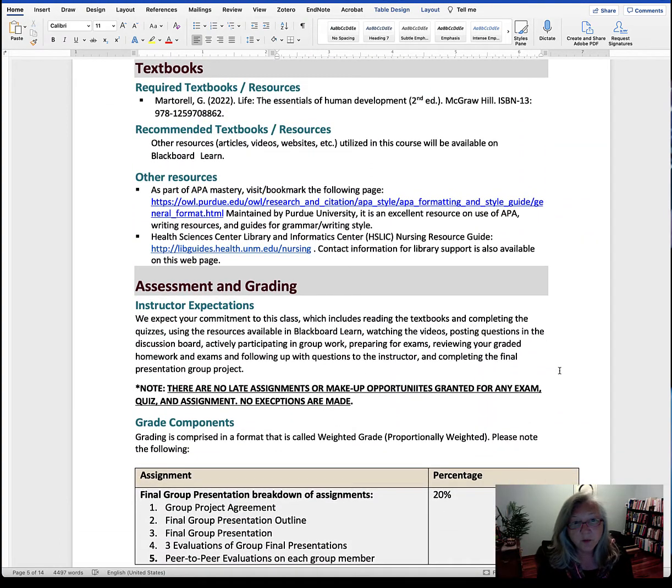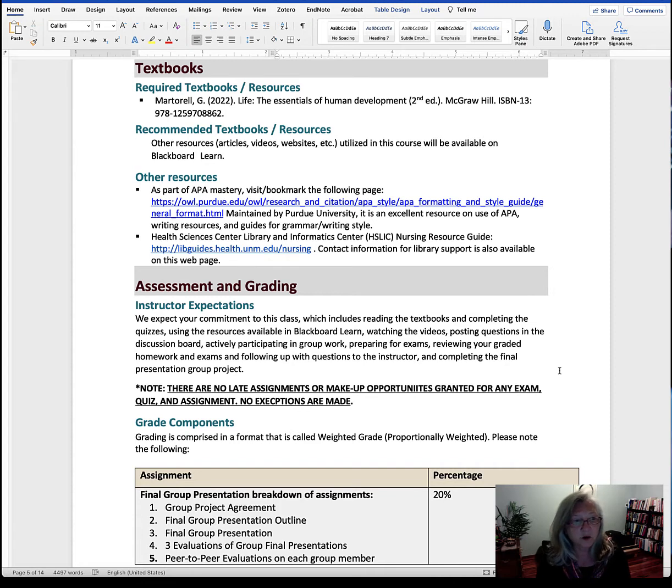You have only one required textbook. It is Life, the Essentials of Human Development, the second edition, and it is published by McGraw-Hill. I would suggest you only have the electronic book because you will need to use the SmartBook for the course, which you can access online.